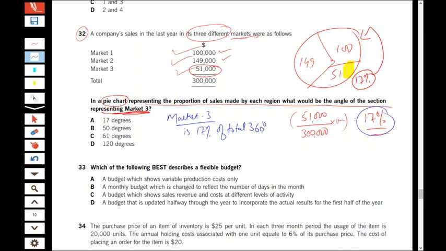So 360 multiplied by 17% is 61.2, and that is option C, 61 degrees. This is the way to find out the degrees in a pie chart.